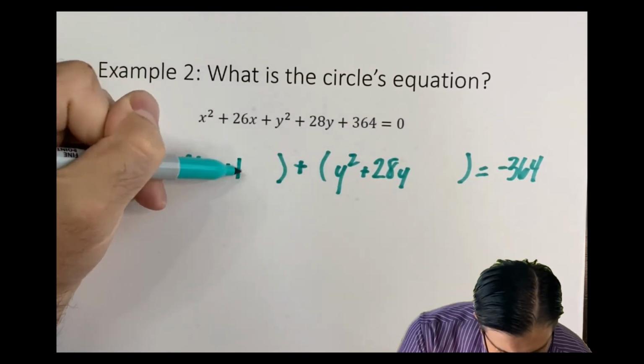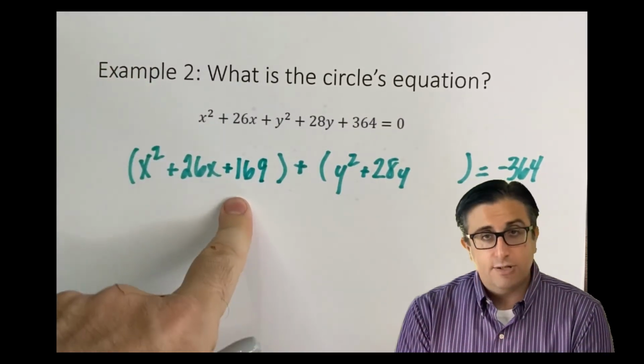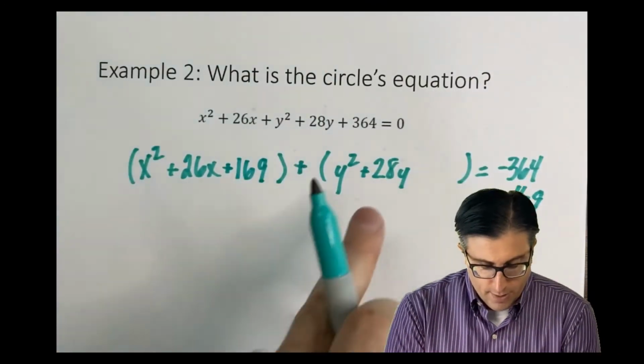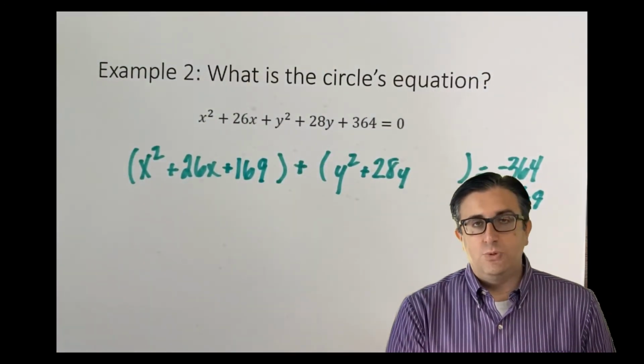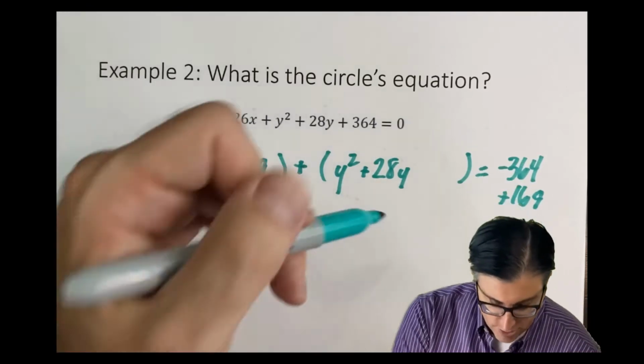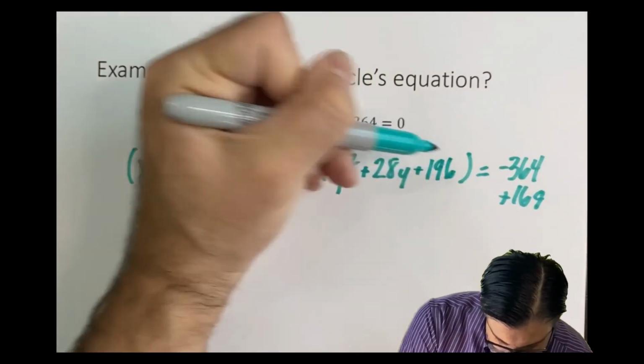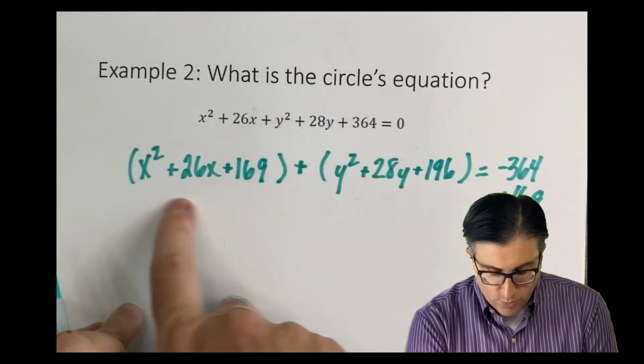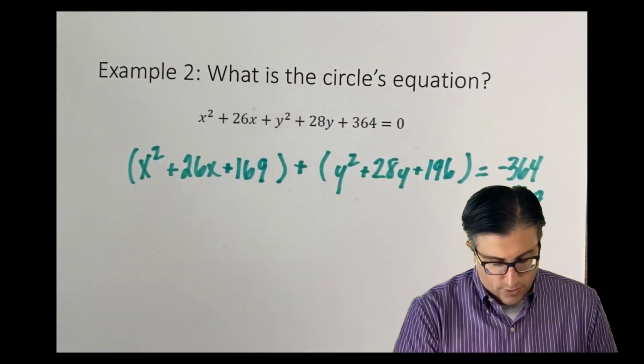13 squared is 169. If I add 169 to one side, I'm going to add 169 to the other. 28 divided by 2 is 14. 14 squared is 196. So I'm going to add 196 to the other side. The reason we did that is these are now factorable.